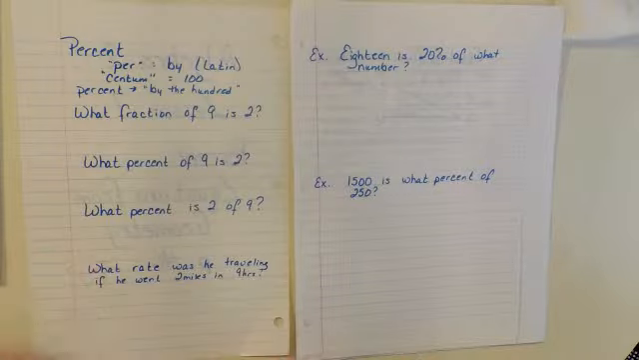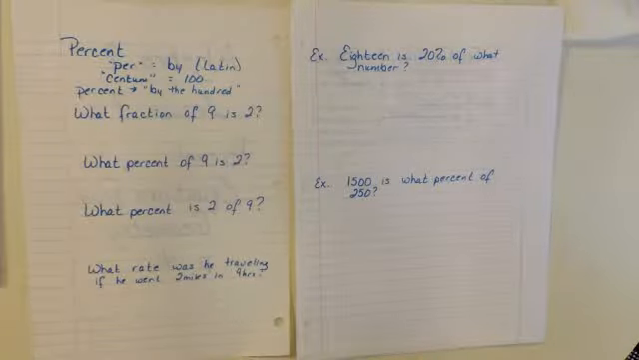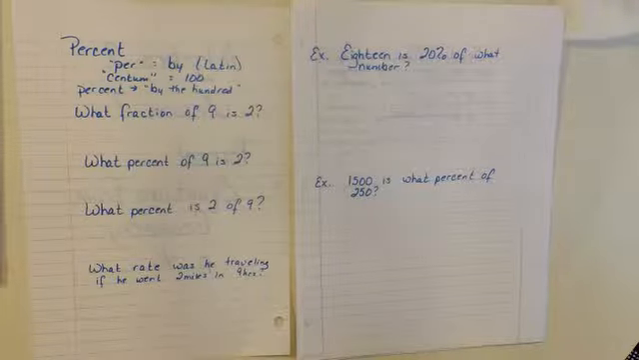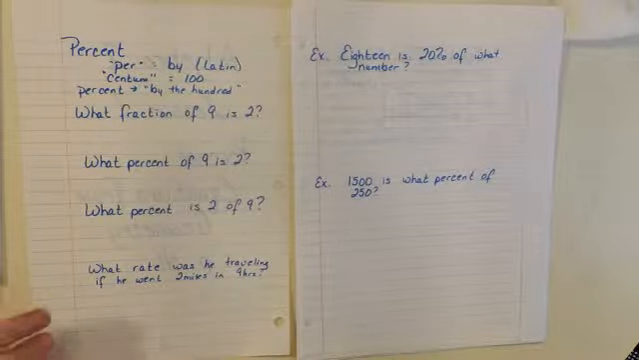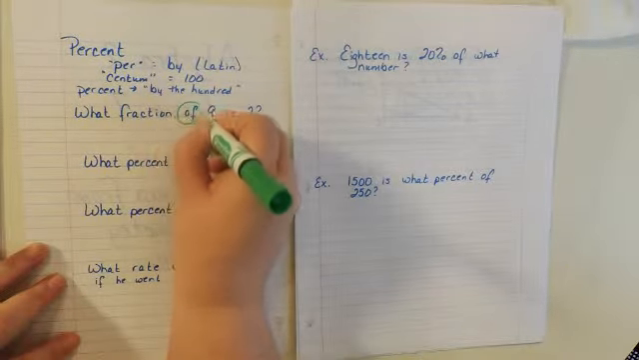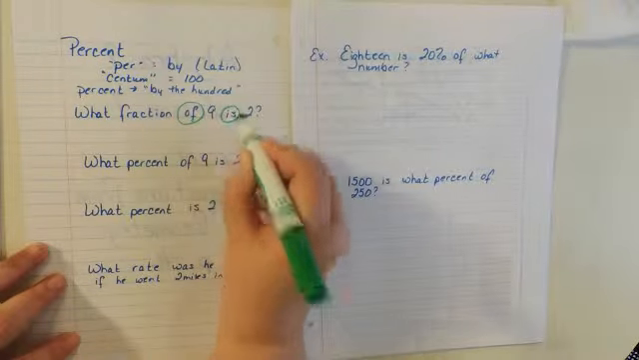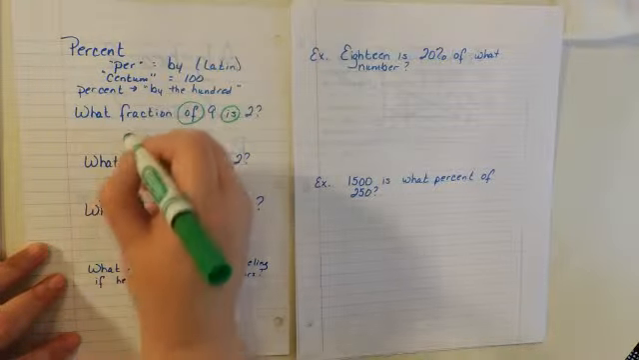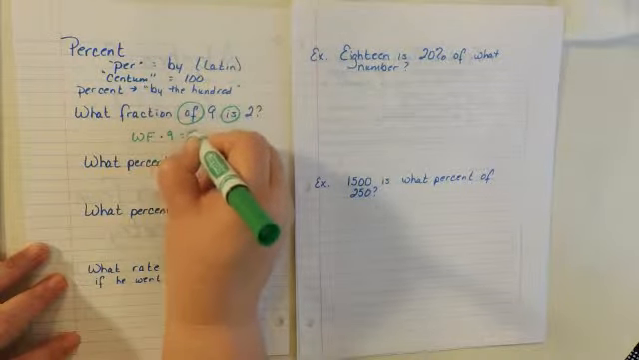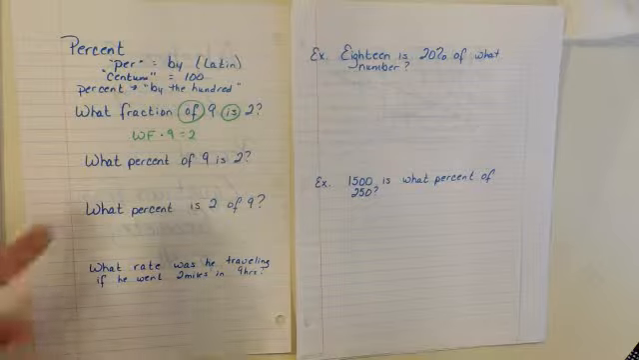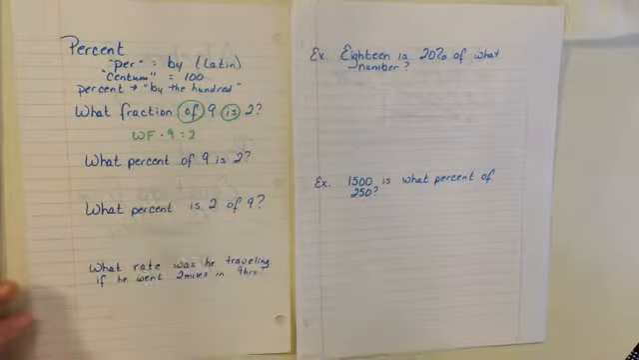Percent. Per means by in Latin, and centum means 100. So percent means by the 100. If we say, what fraction of 9 is 2? We set up the problem like this. Remember, of means multiplying, is means equals. So we're going to say, what fraction of 9 equals 2? We can solve for what fraction by dividing both sides by 9.